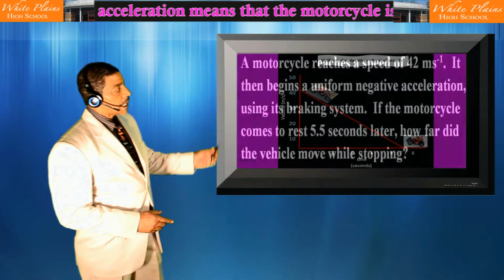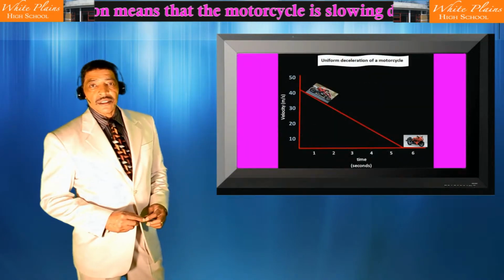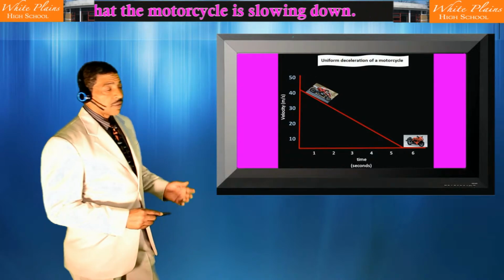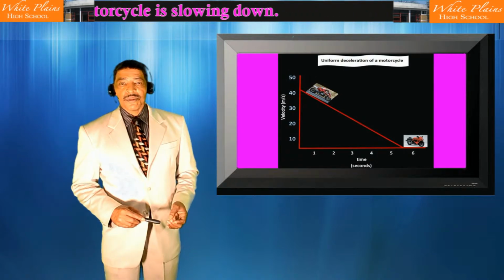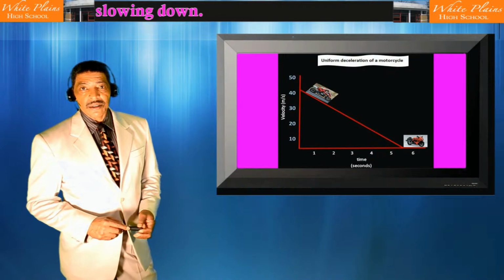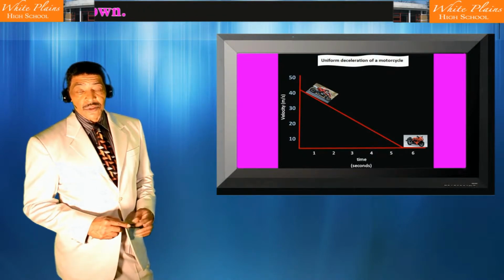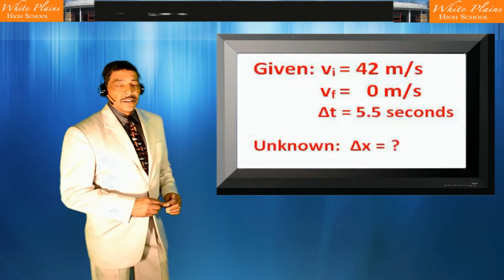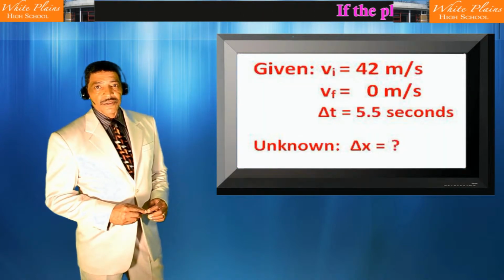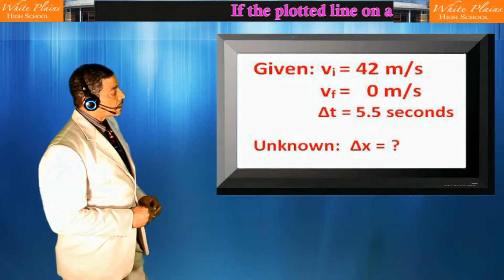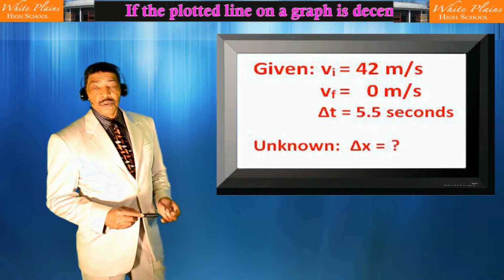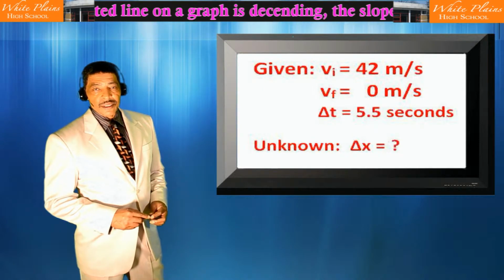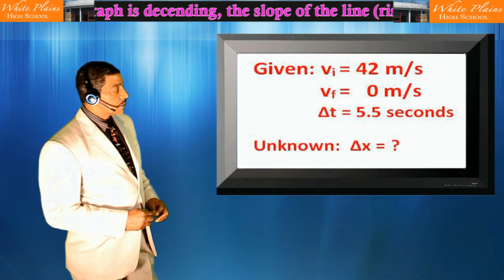This is a graph of the actual event. Notice that the line has a negative slope. A negative slope means that the motorcycle is actually decelerating or slowing down. From the information we're given, the initial velocity is 42 meters per second and the final velocity is 0.0 meters per second, while delta t will be 5.5 seconds.